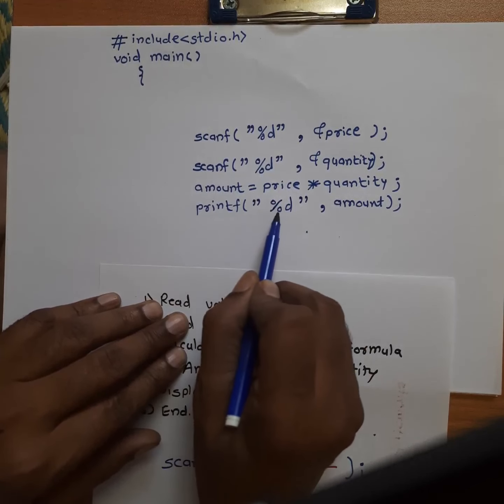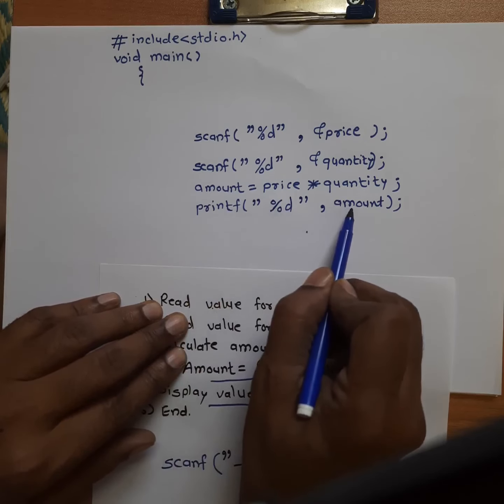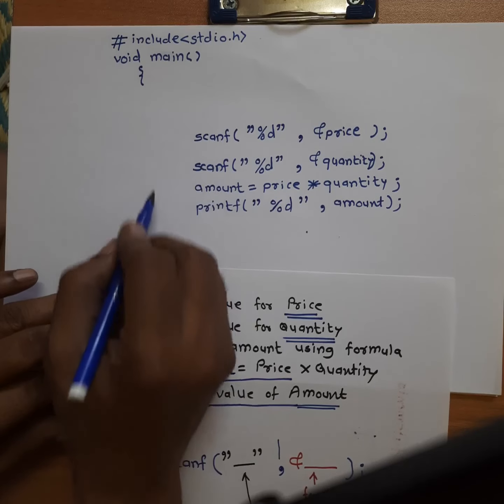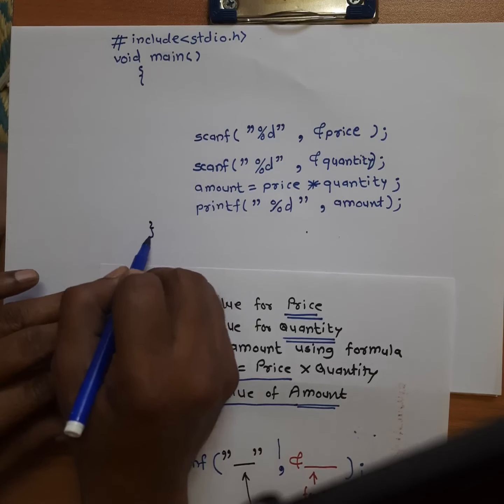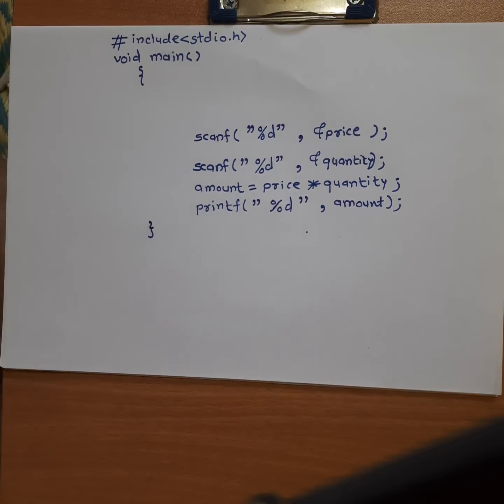So this indicates you want to display something. What do you want to display? %d, that is an integer number. You want to display one integer number. Which integer number? The integer number which is present within amount. And then the end of the program, so below this we give a curly bracket. Okay. Now this is not a complete program.